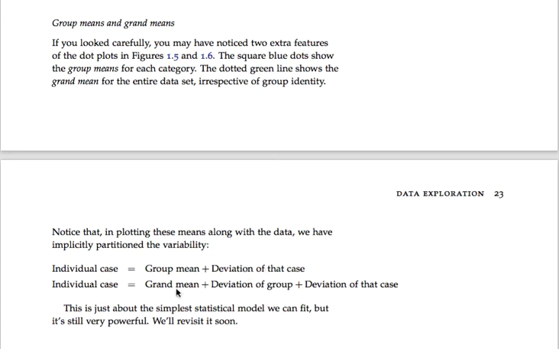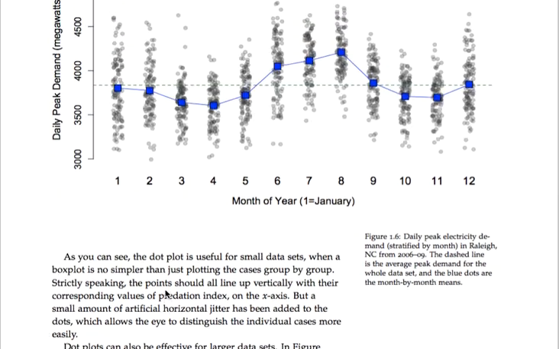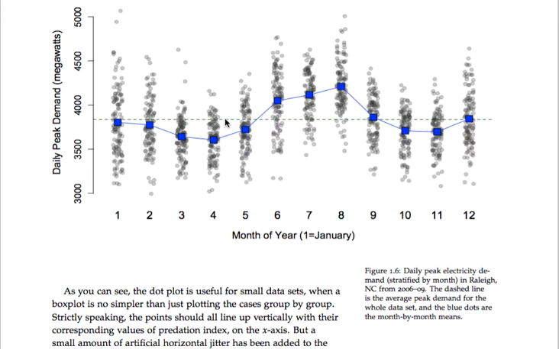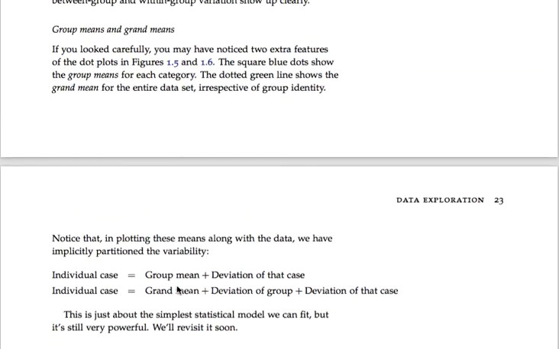And another way to write that is in terms of the grand mean, which is the overall mean. Going back to the plot, that's like this dotted horizontal line right here. That's the grand mean irrespective of month. And then you could also think about each individual case as the grand mean plus the deviation of its group plus the deviation of the individual case, and that's what that simple little equation is saying right here.